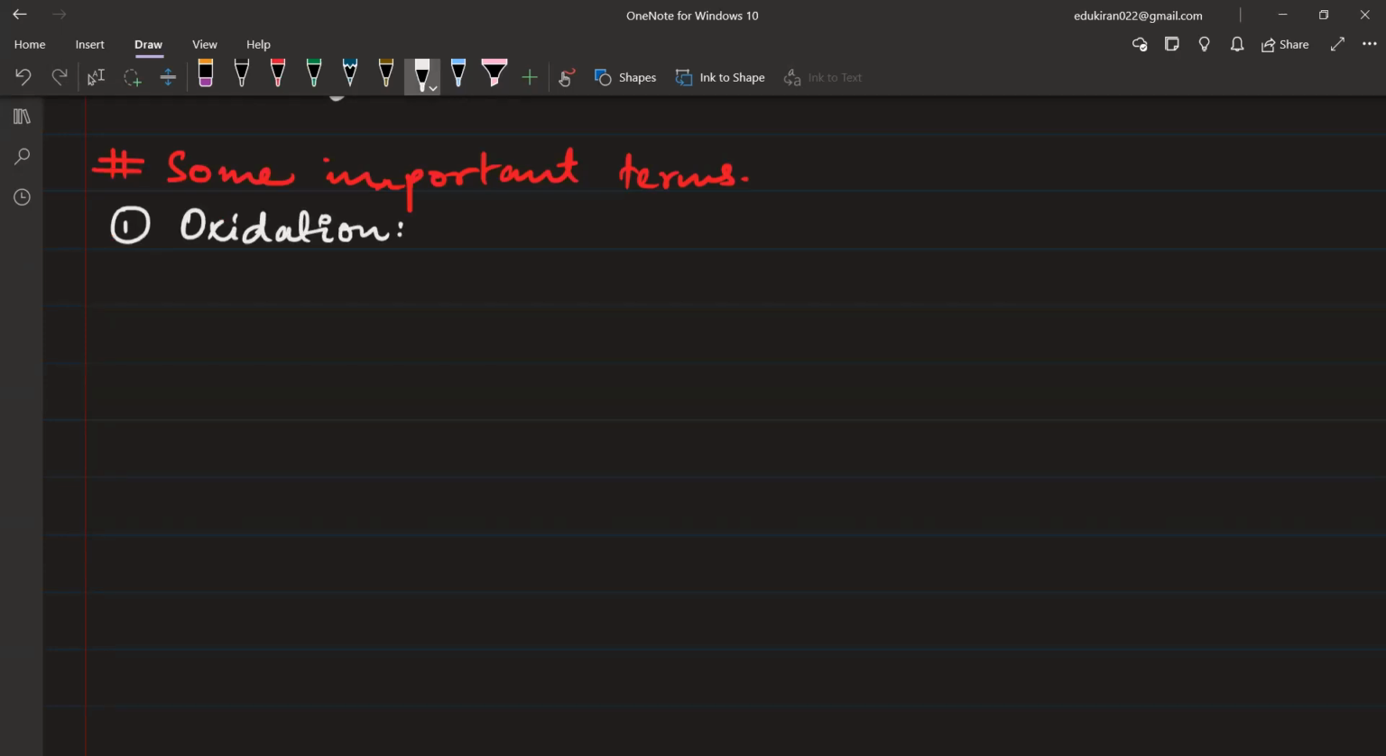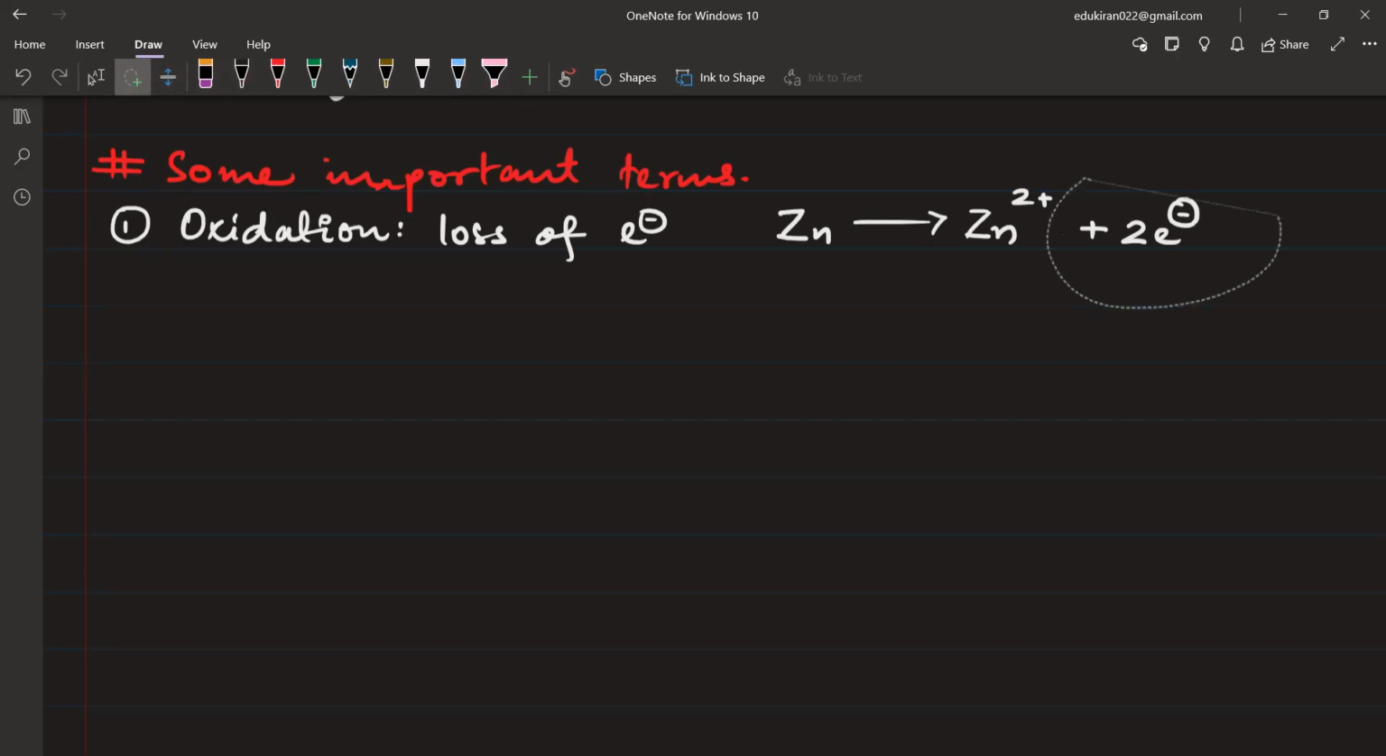Oxidation is loss of electron. So when I have zinc, zinc has all its electrons, and then zinc loses some electrons. So we get Zn2+, right? Zinc is not getting 2 electrons, zinc is losing electrons. Can all of you see that? Yes or no, please tell me. In this reaction, oxidation is happening.